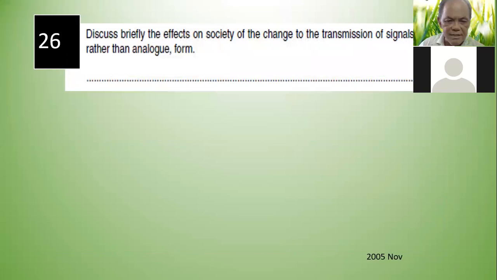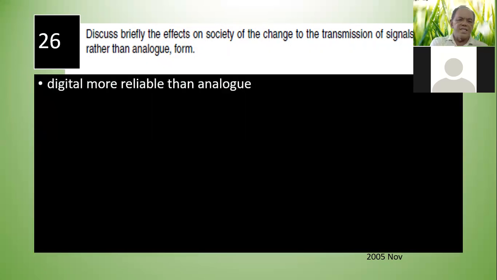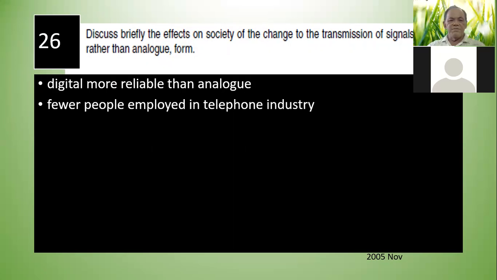Discuss briefly the effect on society of the change to transmission of signal in digital rather than analog form. Now, what is the effect on society? Digital is more reliable than analog. So of course we prefer to use digital. Fewer people are employed in the telephone industry.